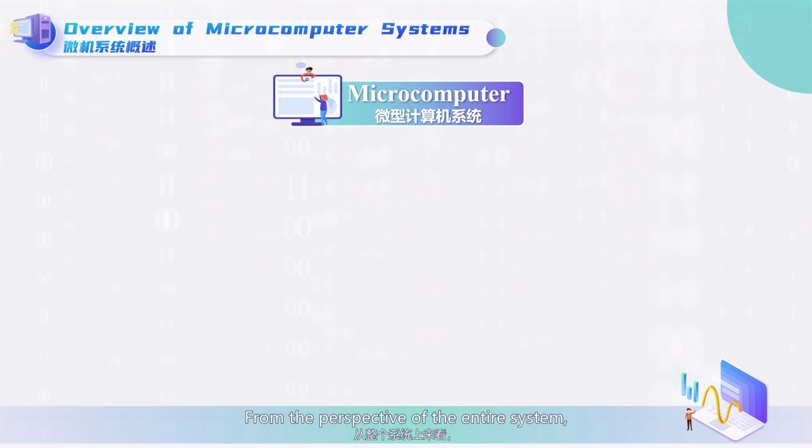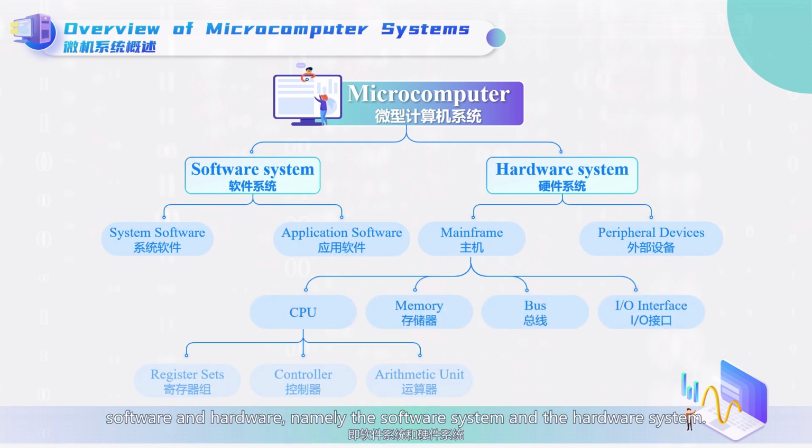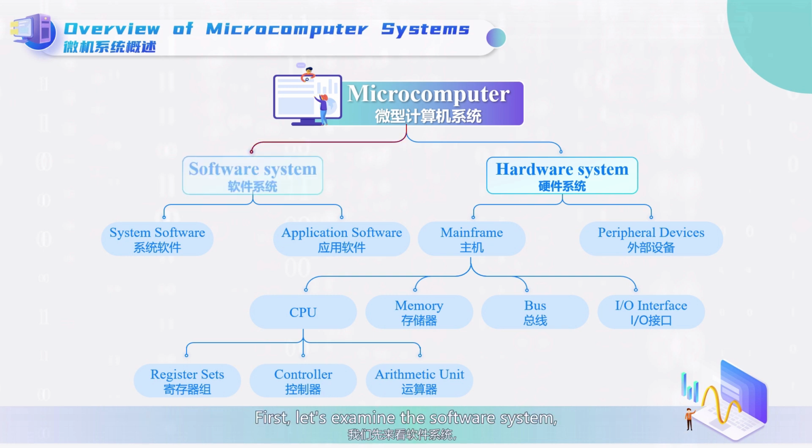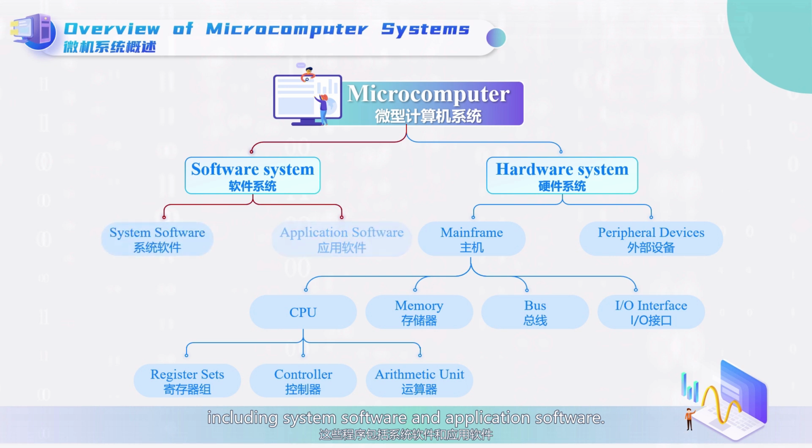From the perspective of the entire system, microcomputers are divided into two parts, software and hardware, namely the software system and the hardware system. First, let's examine the software system. The software system refers to the programs installed on a computer's hardware, including system software and application software.